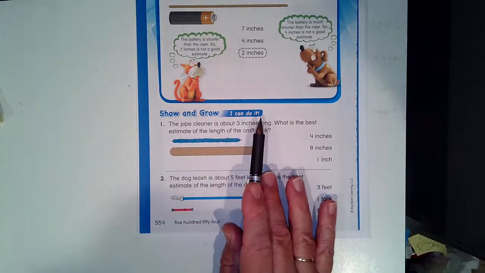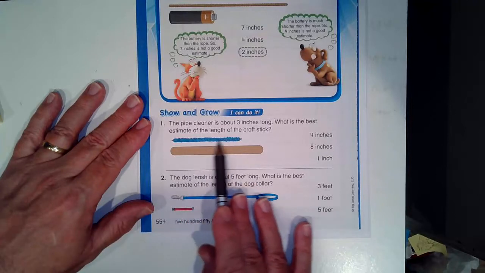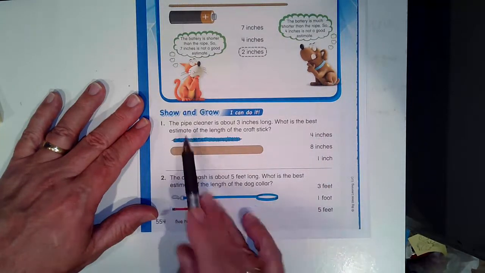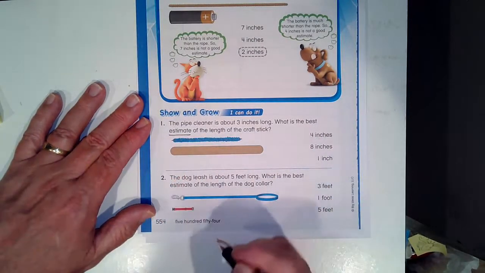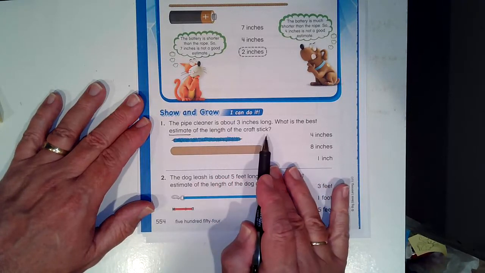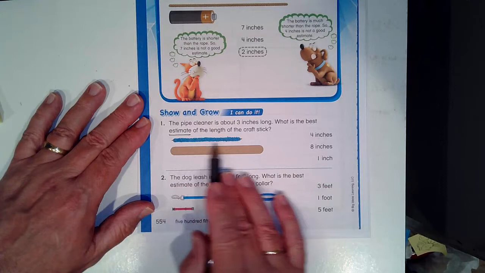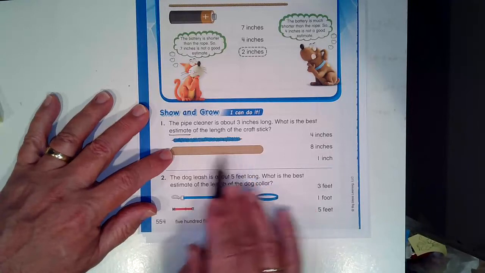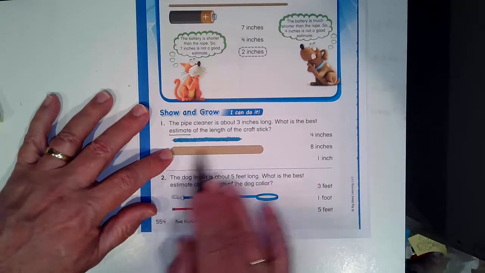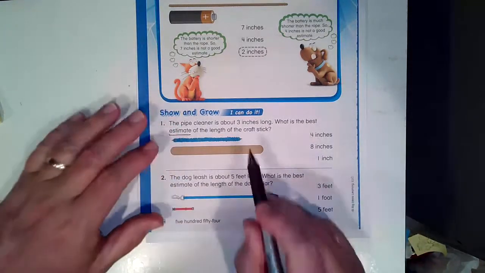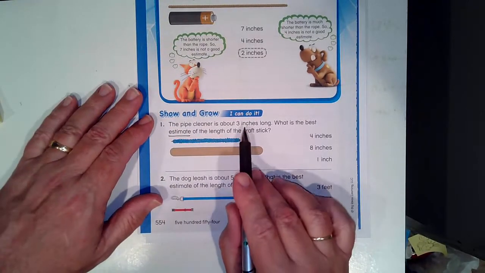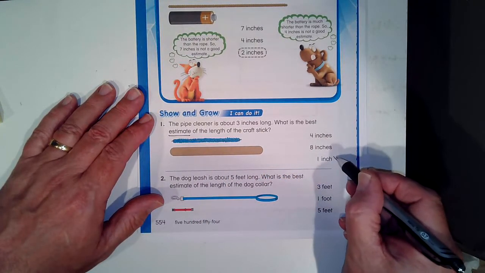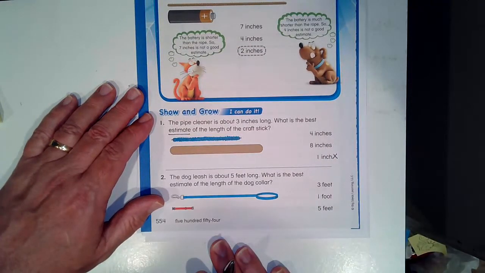Show and grow. I can do it. The pipe cleaner, that's this top, is about 3 inches long. What is the best estimate, a smart guess, of the length of the craft stick? So if this is 3 inches, then I want to look, is this craft stick, this popsicle stick, longer or shorter than the 3 inches? You're right, it's longer. So I know it can't be any number smaller than 3. Look at this. Smaller than 3. I know it won't be 1 inch.